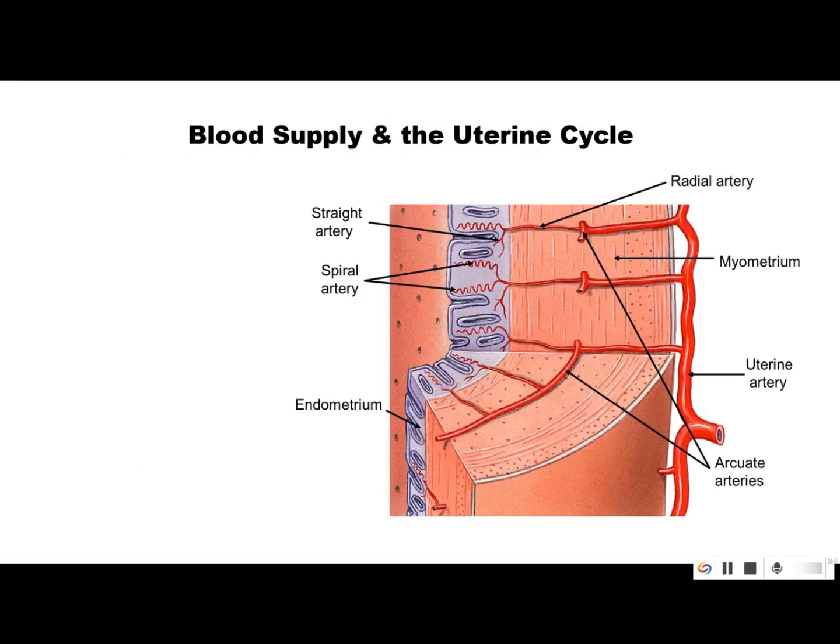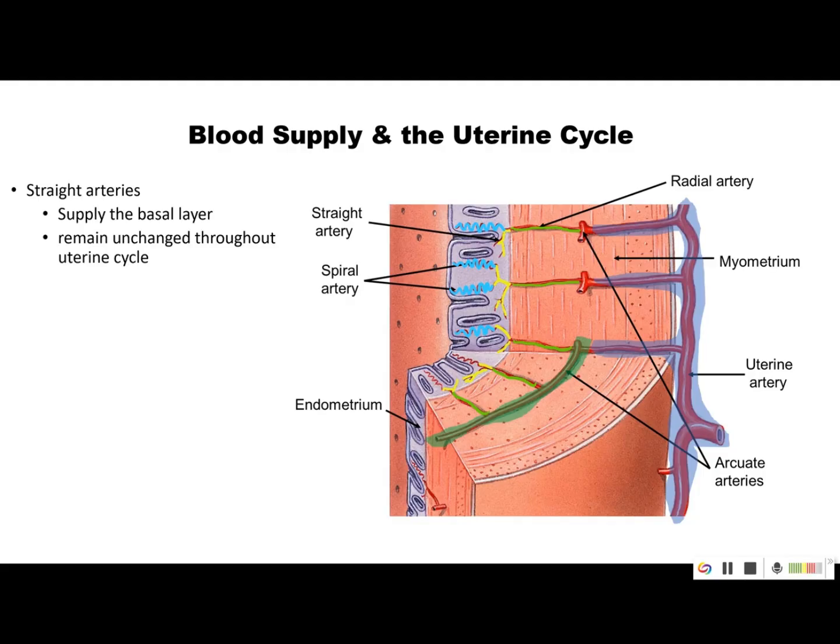The uterine artery branches in the myometrium give rise to the arcuate arteries that circle around the body. Branching from the arcuate arteries, radial arteries take the blood supply to the endometrial layer of the uterine wall. The radial artery further branches into the straight artery. The straight artery then turns into the spiral artery as it continues its course through the different layers of the endometrium. The basal layer of the endometrium is supplied by the straight arteries and is unchanged throughout the cycle.